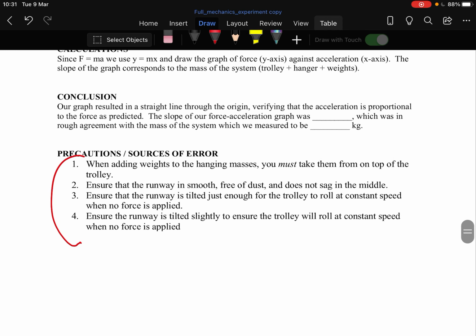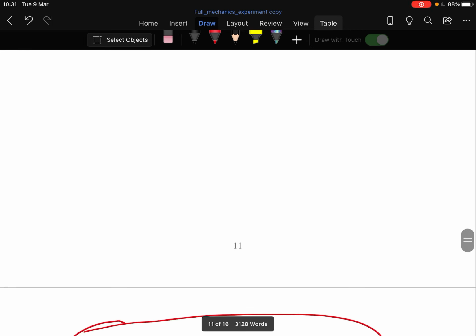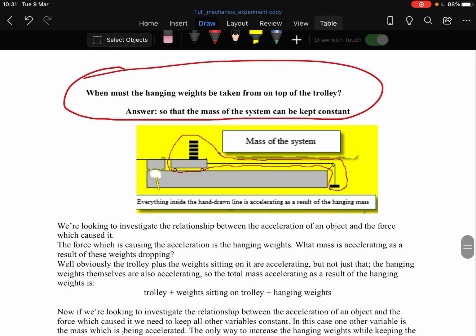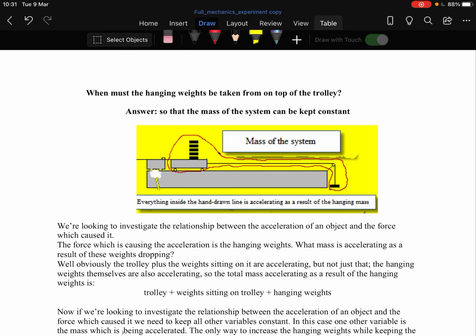And then, of course, the usual: ensure the runway is free of dust, ensure it's tilted slightly to allow acceleration. The usual things there. So that's the main question here, guys. Why is it kept from the system? Because you have to keep the mass of the system constant. You can't take it from external sources.